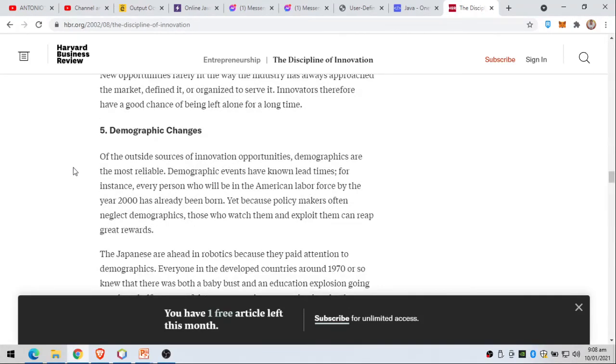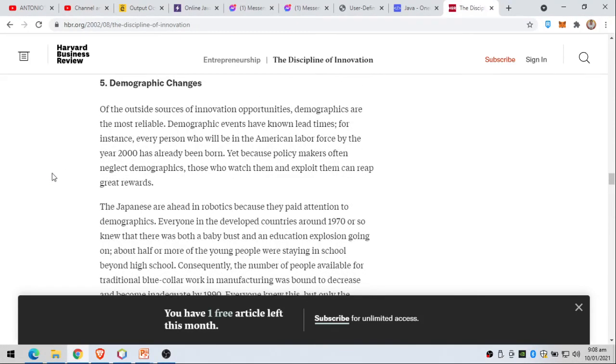Demographic changes. Of the outside sources of innovation opportunities, demographics are the most reliable. Demographic events have known lead times. For instance, every person who will be in the American labor force by the year 2000 has already been born. Yet, because policy makers often neglect demographics, those who watch them and exploit them can reap great rewards.